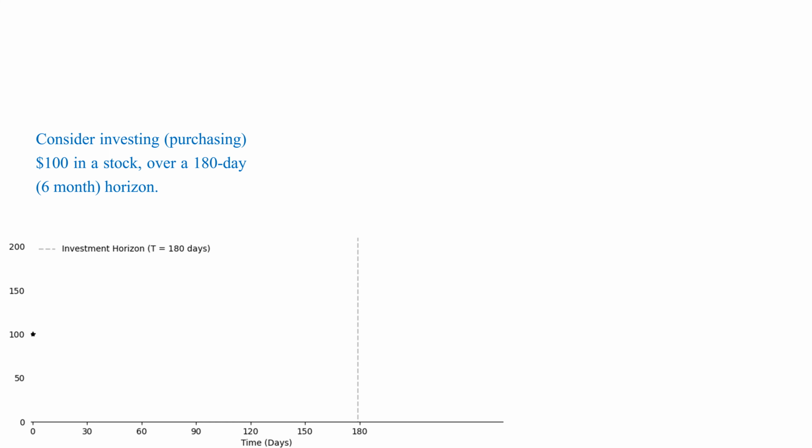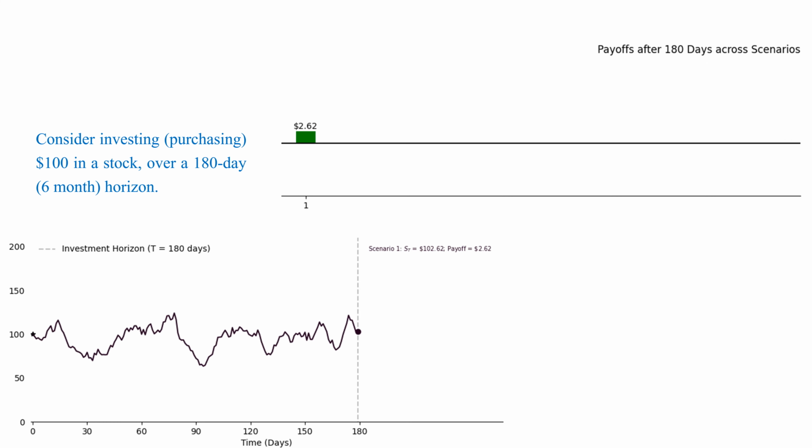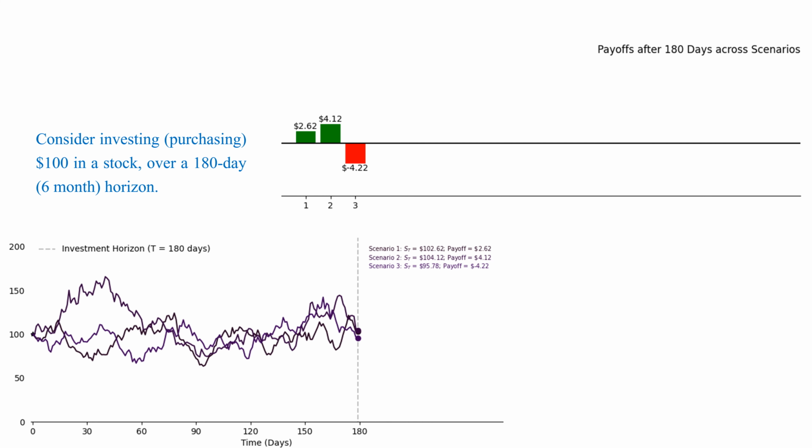To understand options in more detail, let's consider investing in a stock for $100 over a 180-day period. So we'll be purchasing the stock today and we'll be selling it off after 180 days. In the first scenario, the stock price after 180 days reaches $102.62, giving us a positive payoff. In another scenario, the stock price could go even higher, giving us an even higher payoff. However, there could also be a possibility of the stock price falling and giving us a loss.